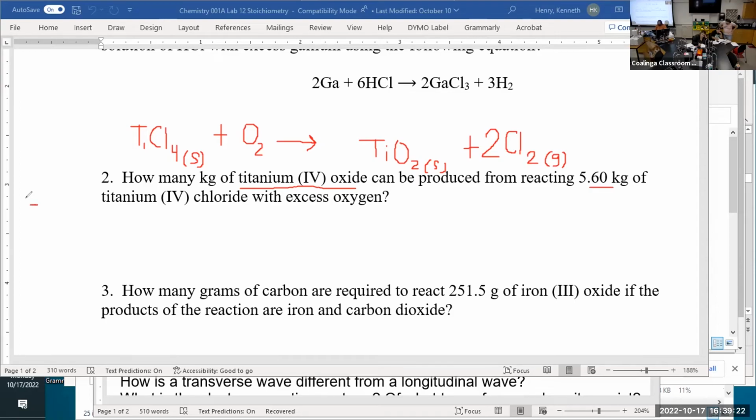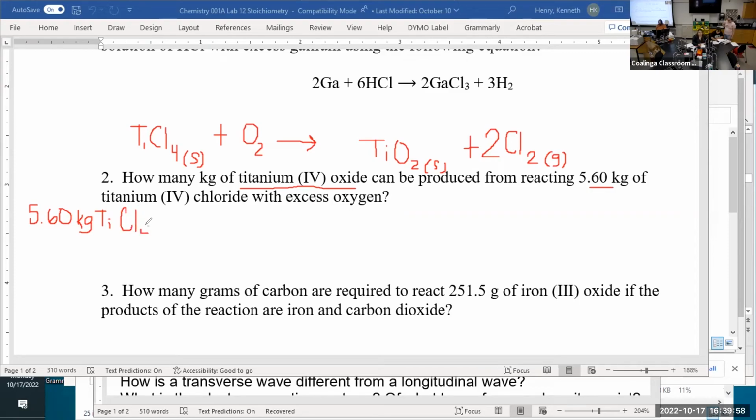How many kilograms? 5.6 kilograms of titanium chloride. So these are the units. Kilograms is not mass in grams, it's not in grams.